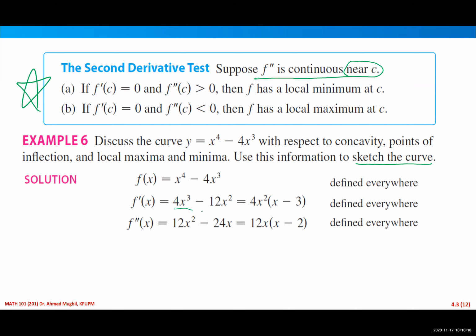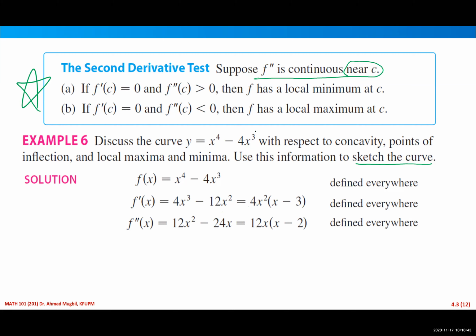But of course, don't stop here, because you want to find the critical numbers. You need to factor it. Take 4x squared as a common factor. Here, take 12x as a common factor. Since this is a polynomial, it is so easy. The domain is all the real numbers, so it is defined everywhere. Also, the second derivative and the first derivative are defined everywhere.